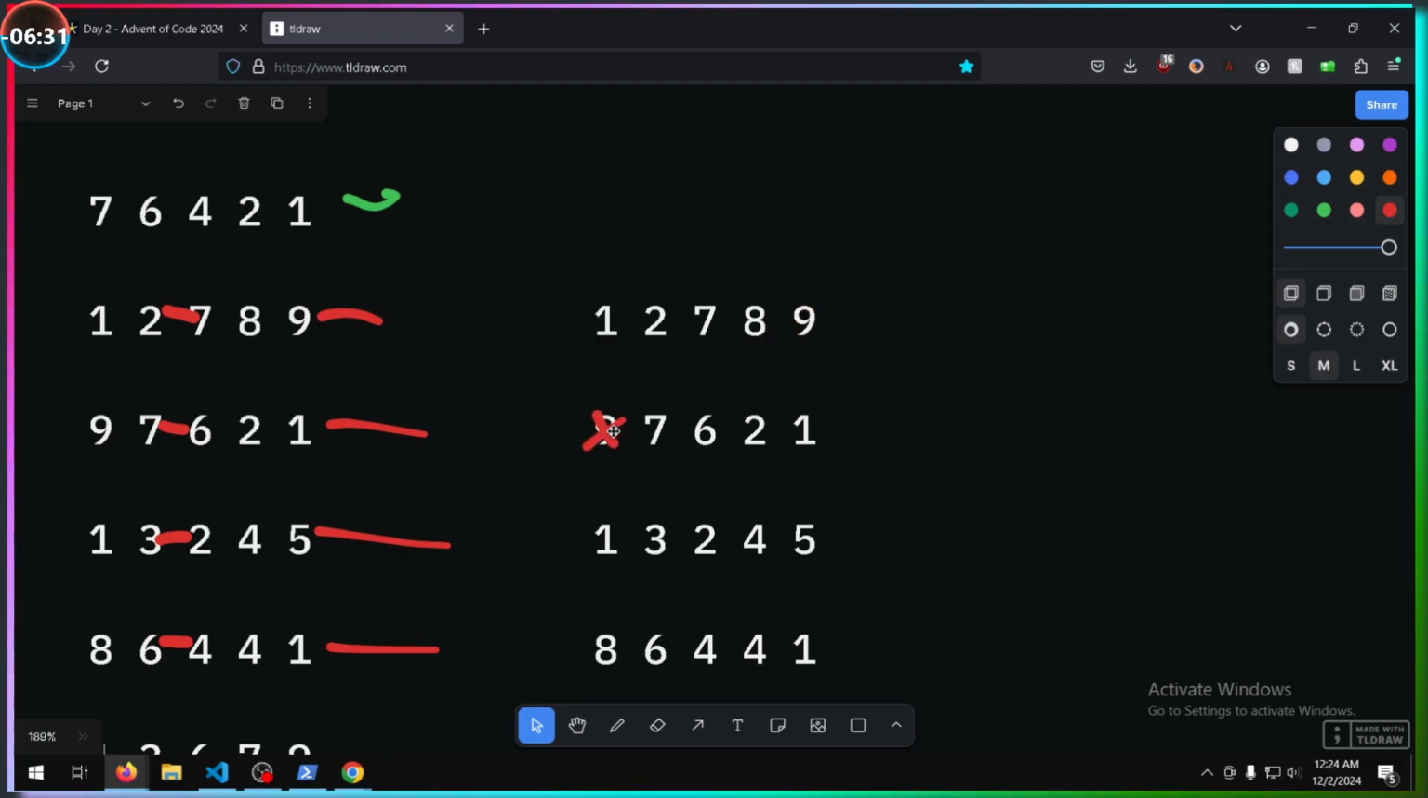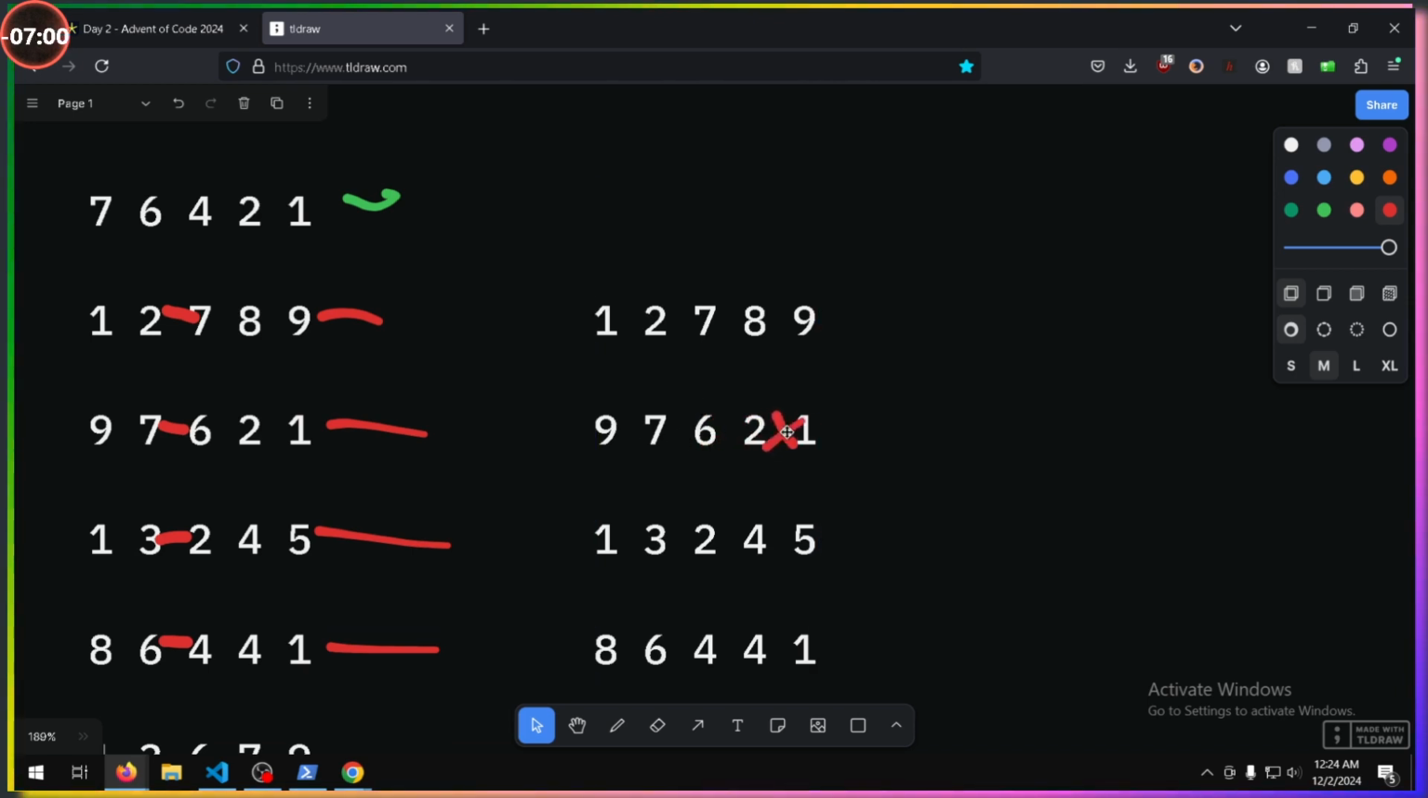This one, if I remove this one, it goes from 7 to 6, so we're valid. Then it goes from 6 to 2, too big of a change. Can't do that. So if we remove this one, it goes from 9 to 6. That's a 3 change. But then we go from 6 to 2, that's a 4 change. Can't do that. How about here? 9 to 7, that's good. 7 to 2, that's bad.